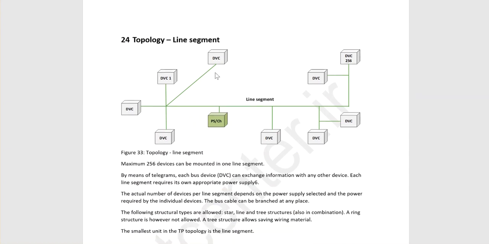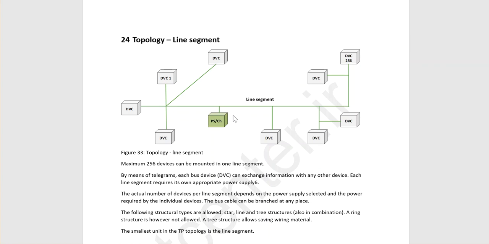The next part is the line segment. According to what I said, we are able to have 256 devices in each line segment, which is equal to the line, for new devices. You can have the power supply units. Of course, you should have at least one power supply unit and a maximum of 2 power supply units.